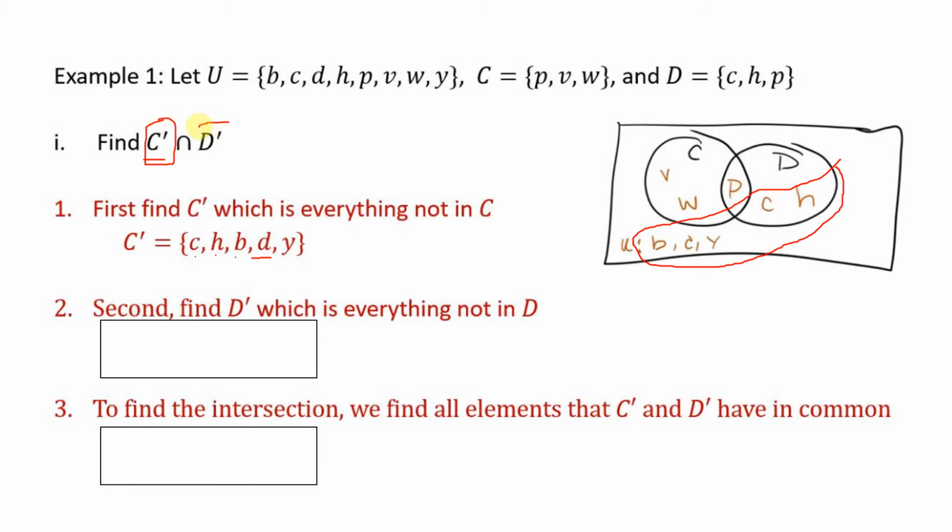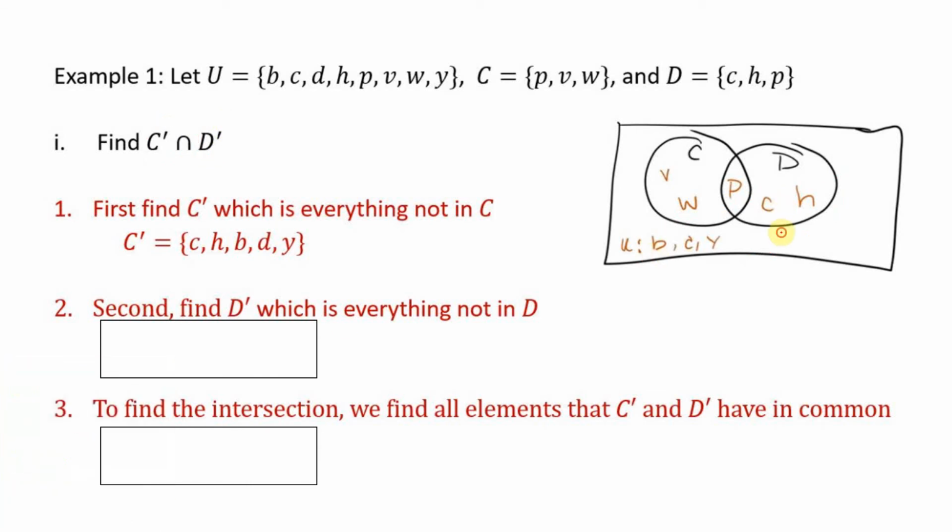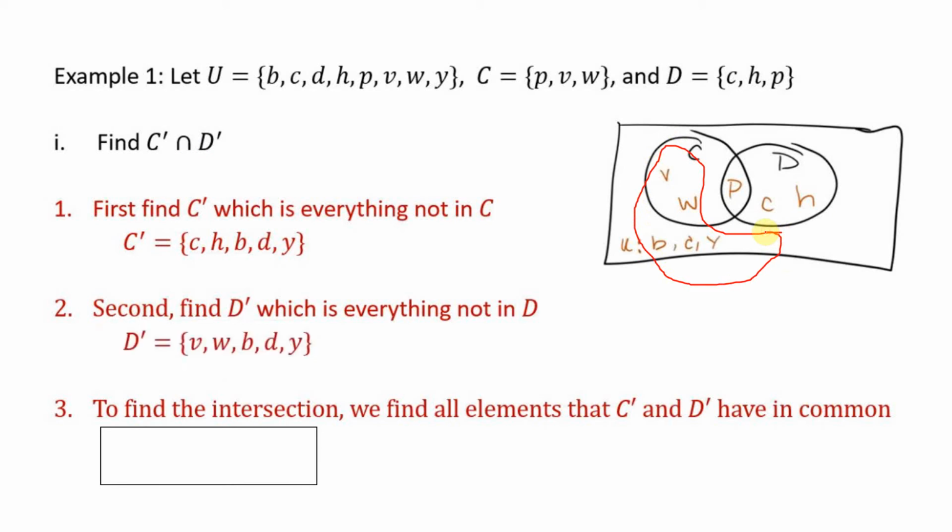Now I also have to find D complement. I'm just going to go ahead and erase real quick. D complement is everything outside of D. So I circle everything outside of D, and that gives me V, W, B, D, Y. Okay, so that was pretty simple, but we're not done yet. So look at that. We have C complement. We have D complement. The only thing we have to do now is find their intersection.